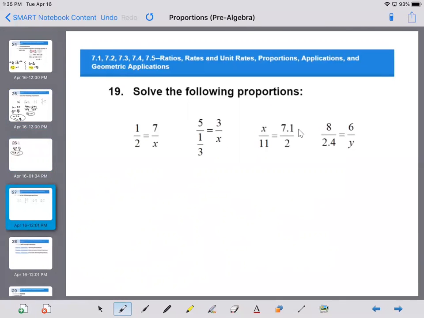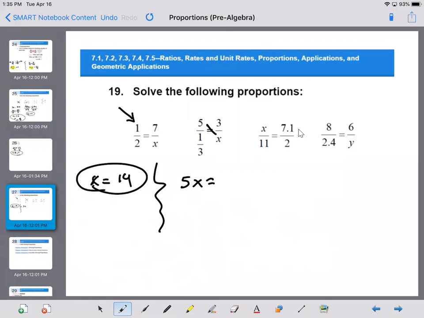Same idea, more solving proportions. So think about this one here. It's 1 times x is x. 7 times 2 is 14. Here we've got 5 times x is 5x. And then what is 1/3 multiplied by 3? You're going to get 1. So divide both sides by 5. You're going to get 1/5.